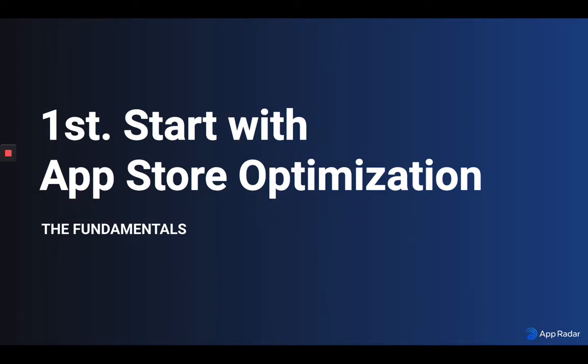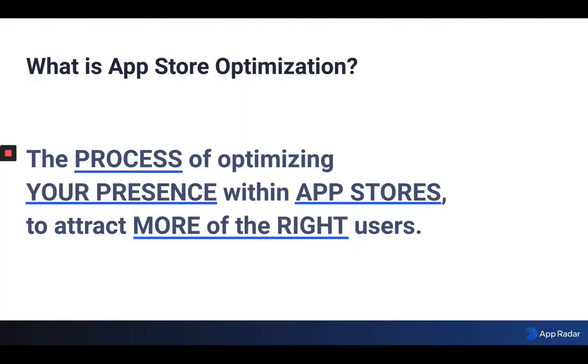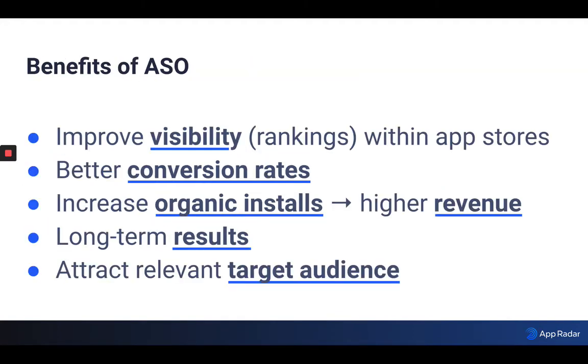First off, you start with App Store optimization. What is App Store optimization? You can compare it to SEO. It's trying to find the right users through app stores. And the main benefit of ASO is it's going to improve your visibility in the stores on specific keywords and categories as well, better conversion rates, and increase the organic installs, which is often linked to higher revenues.